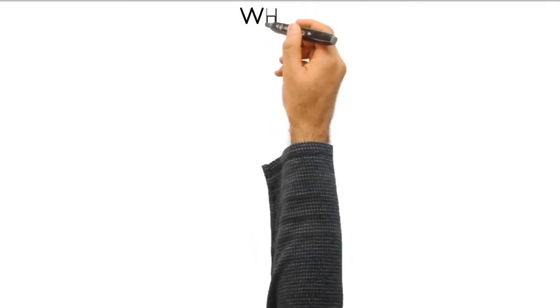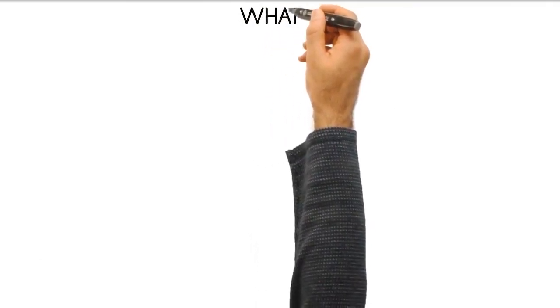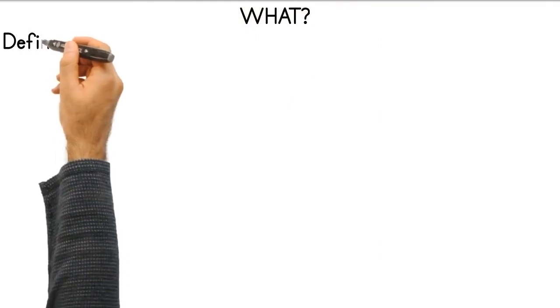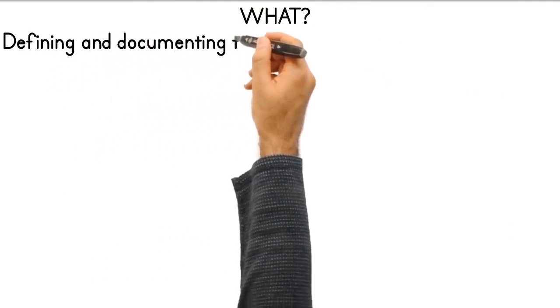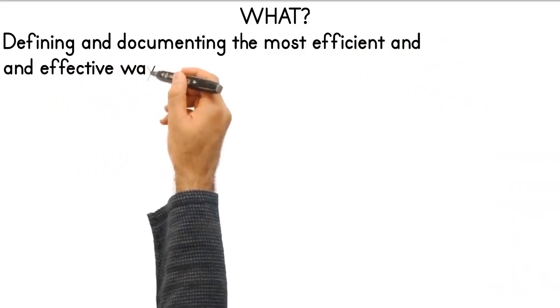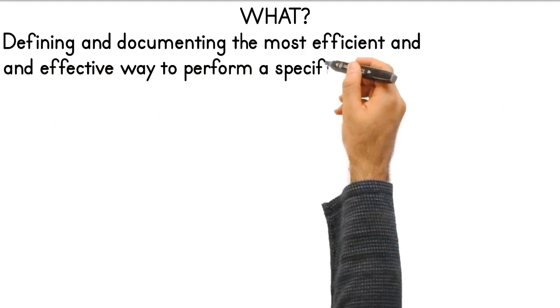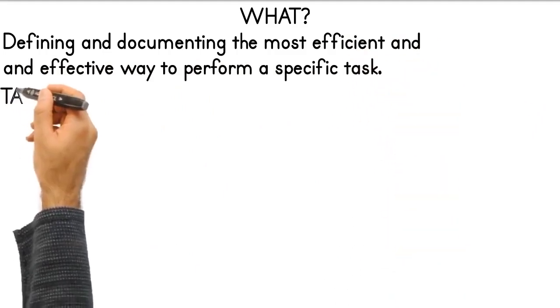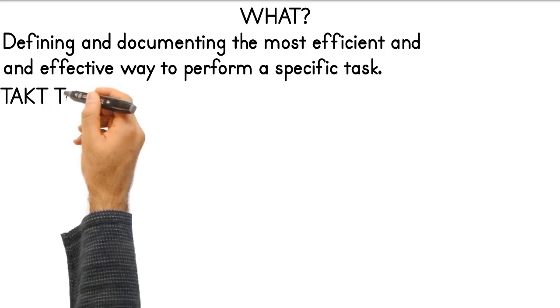What is standardized work? Standardized work refers to the practice of defining and documenting the most efficient and effective way to perform a specific task, ensuring that every worker completes it in the same way. It includes clear guidelines that cover the sequence of steps, work methods, tools, and time required to perform a task.